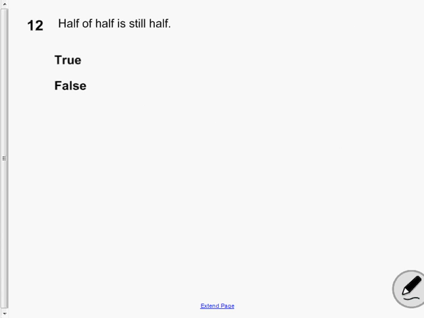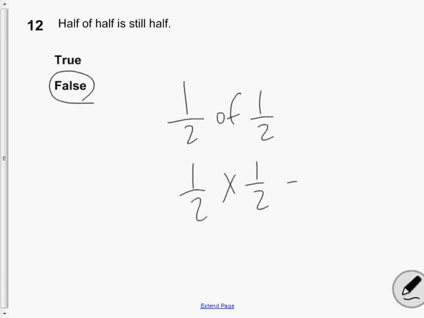Question 12, half of half is still half. Well, that's false. Because half of half can be thought of as half times half, which would actually be a quarter. Okay, so your answer is false. It's a quarter.